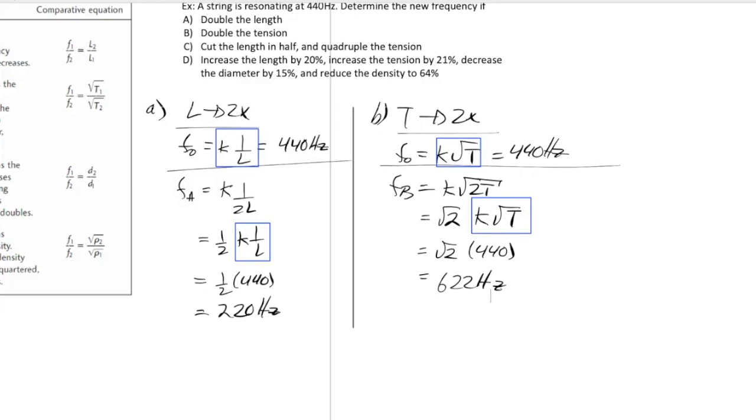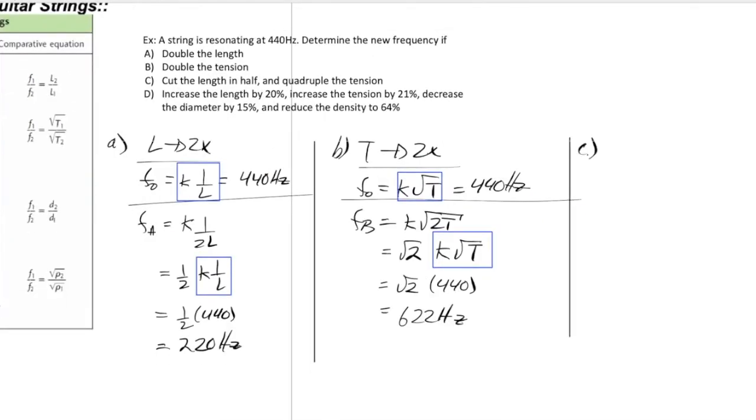Easy peasy lemon squeezy. All right, next, part C. So we cut the length in half and quadruple the tension. So length is cut in half, and the tension now is 4 times larger. So what is that going to look like?